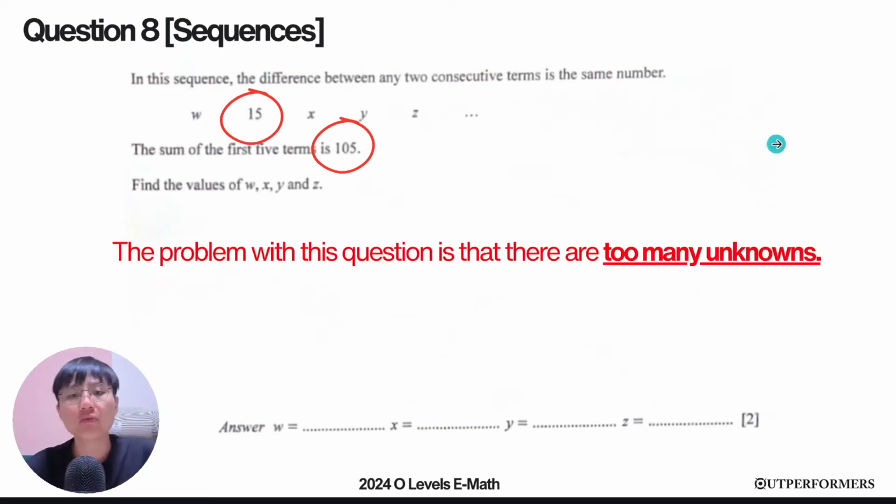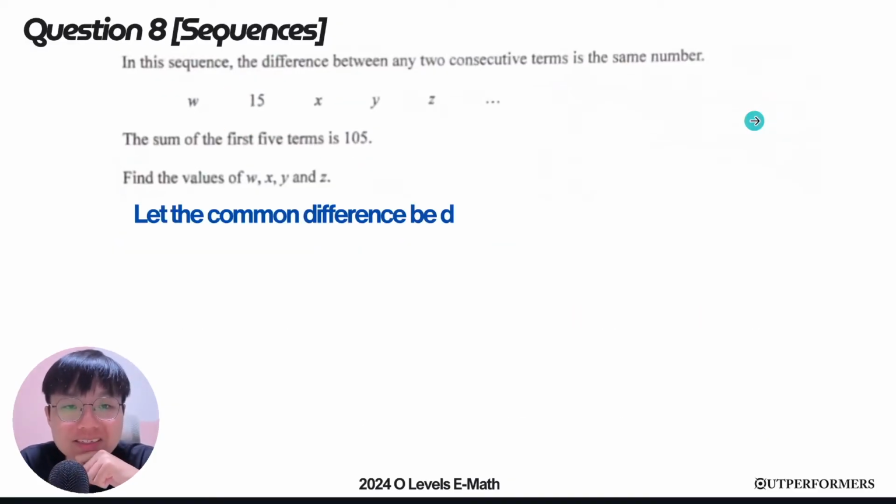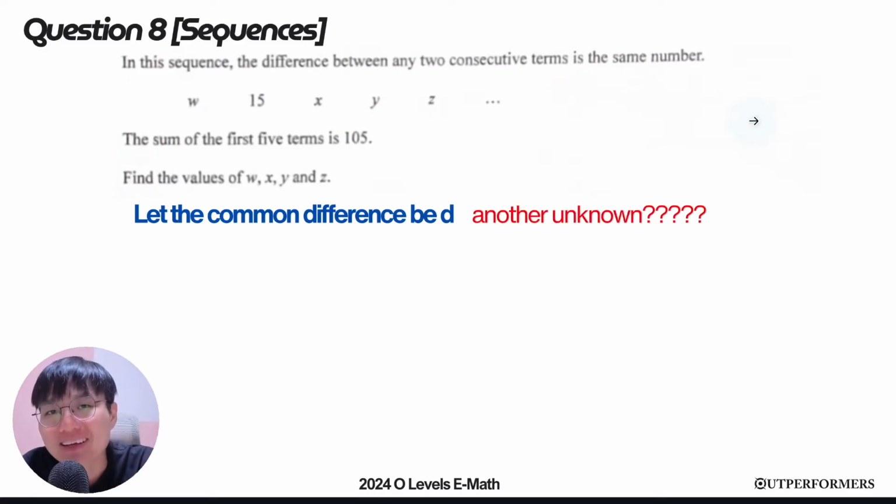But we have a problem. The problem with this question is that there are too many unknowns. How can we find w, x, y, z using algebra if we want to combine all of them together? So we have to think about whether there is a way to reduce the number of unknowns in order to solve this question. The very first thing is we're going to let the common difference be d. And then you may be thinking, another unknown? Aren't we making things harder for ourselves? Let me explain.